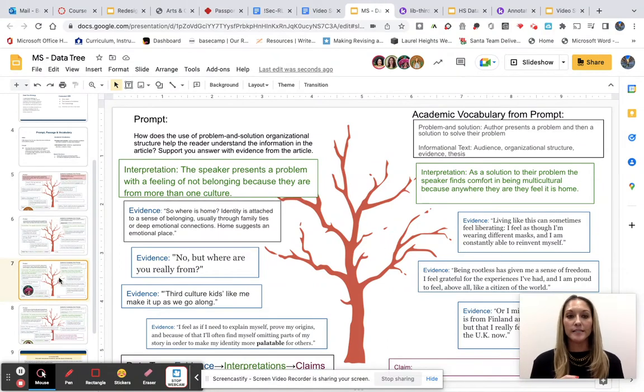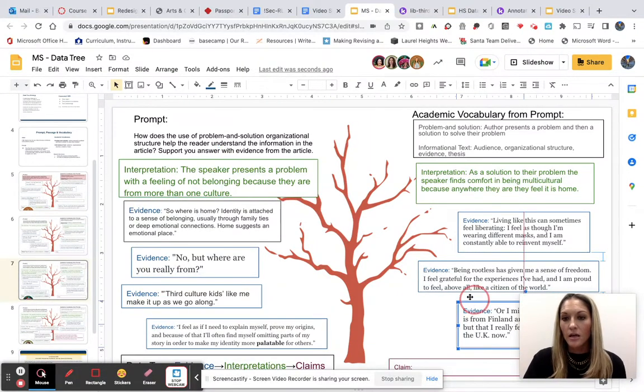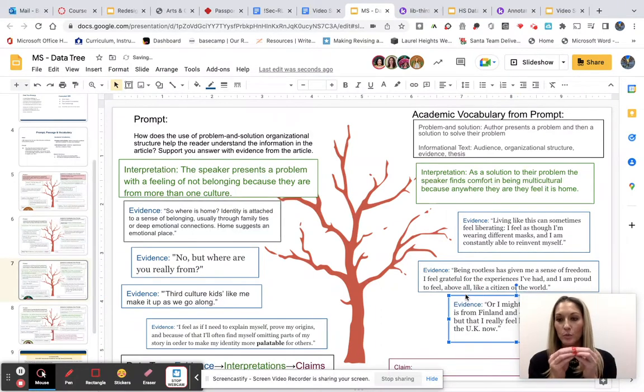The speaker presents a problem with a feeling of not belonging because they are from more than one culture. This is the problem that I'm kind of seeing throughout, and this is the evidence that supports that interpretation. I also have this interpretation. As a solution to their problem, the speaker finds comfort in being multicultural because anywhere they are, they feel it is home. And all of this text evidence that I've grouped down here helps connect all of those pieces and helps me build that interpretation.